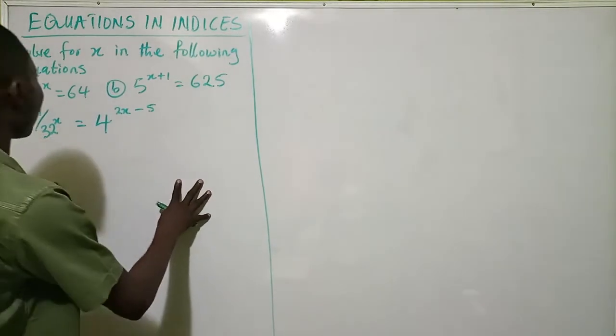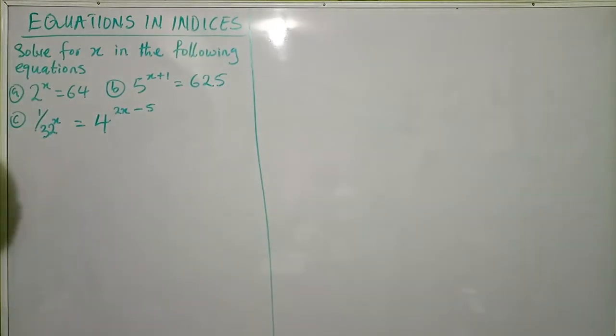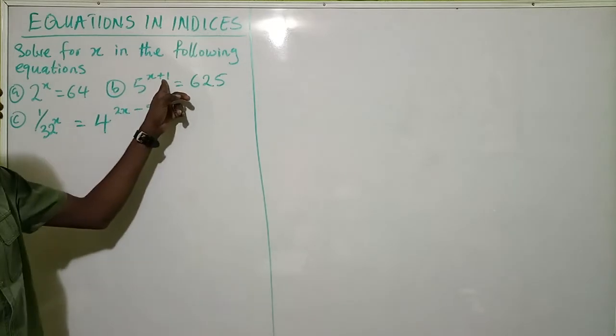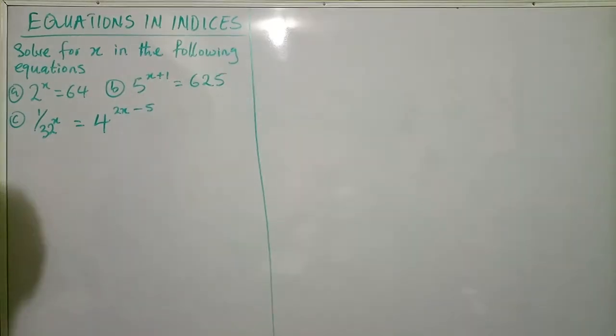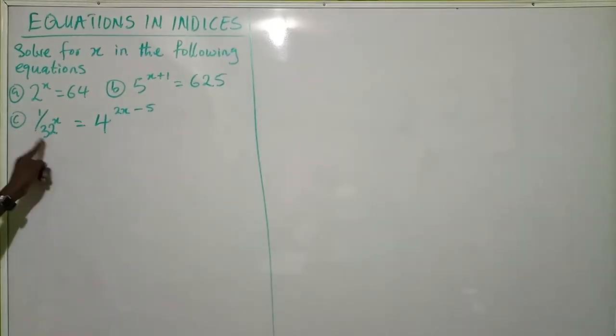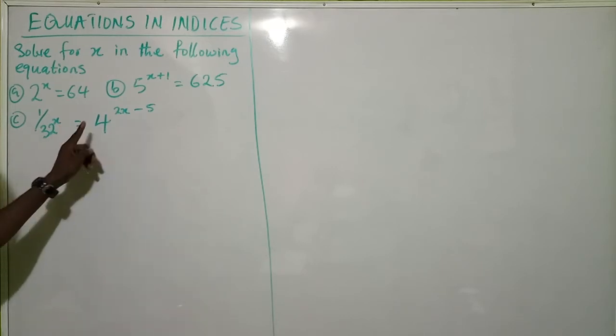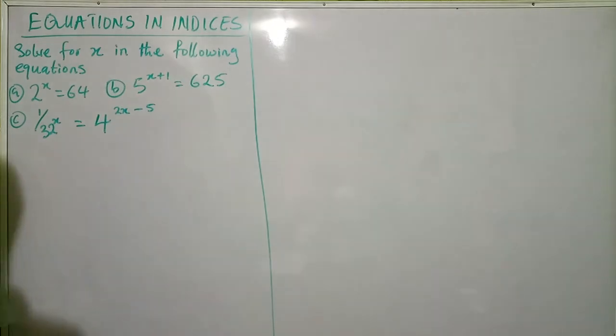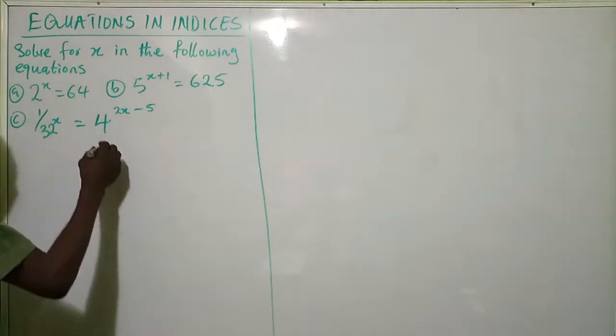So we have 3 questions on the board that say: solve for x in the following equations. A. 2 raised to the power of x equals 64. B. 5 raised to the power of x plus 1 is equal to 625. C. 1 over 32 raised to the power of x equals 4 raised to the power of 2x minus 5. These are very simple. We can actually do this because they are not difficult at all.